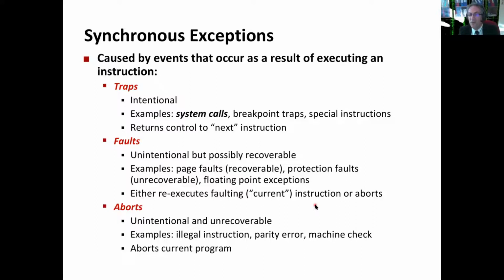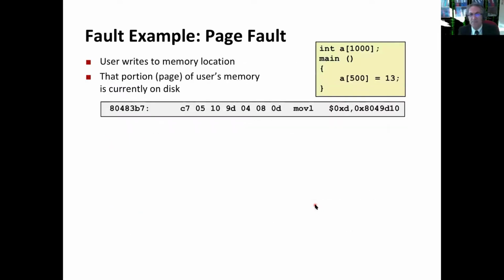For example, if you have an illegal instruction in your executable, which can happen, then it is unintentional, but it's still a synchronous exception because it is caused by your process, and it is unrecoverable. Or it can be a parity error from your memory access, a machine check. When that happens, you abort the current program. Now let's look at them in detail.